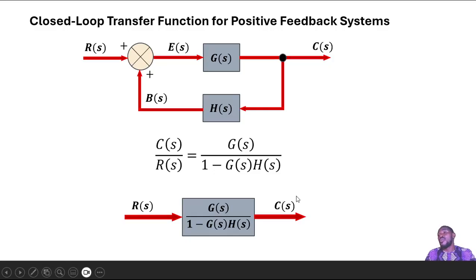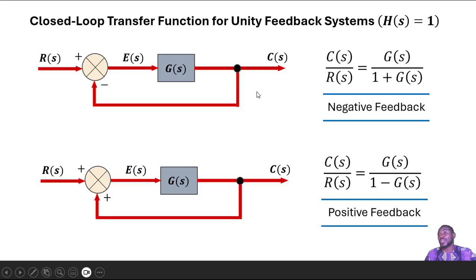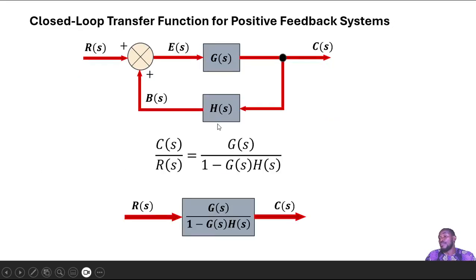Now, what if your feedback transfer function is unity? What if it has a value of 1? So for a unity feedback system, and you see how we've expressed it, the H of S that is here is now 1. So whatever C of S is bringing, it will multiply it by 1. So it is as good as this H of S not being here, because H of S is now 1.